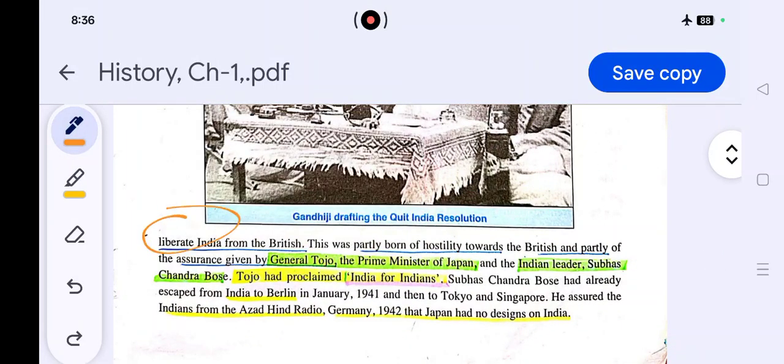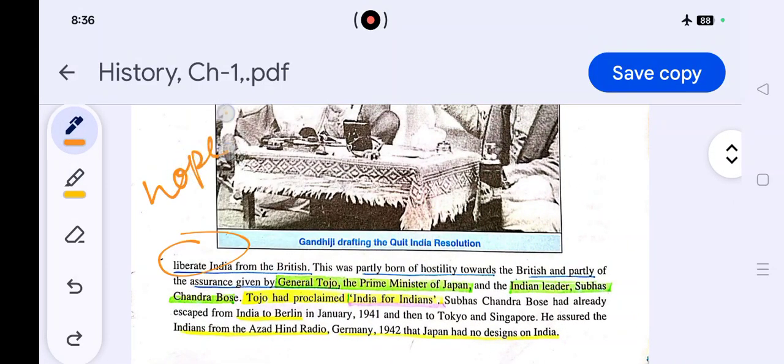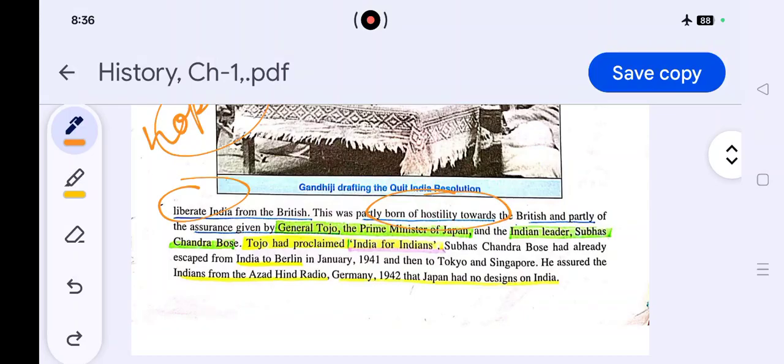Now, why was there this hope? There was a hope that Japan might help. Where did the hope come from? This was partly born of hostility towards the British and partly of the assurance given by General Tojo, the Prime Minister of Japan. Certainly, the Indian leader Subhash Chandra Bose went to Japan for considerations and negotiations with the Japanese Prime Minister. So Tojo had proclaimed India for Indians.